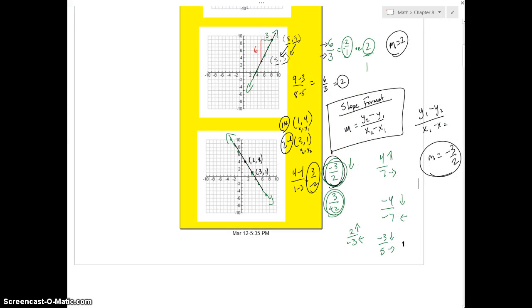There's your lesson on slope. We'll talk more about this later in class.